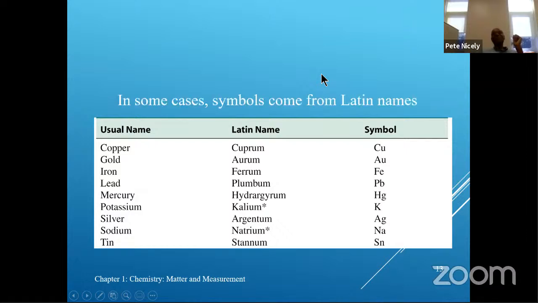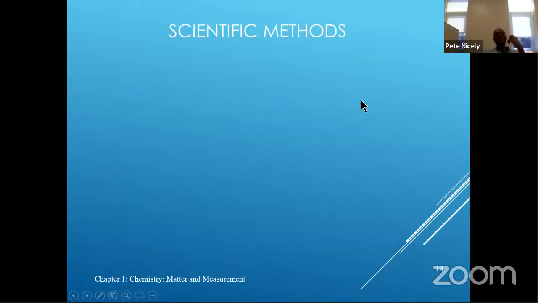Now, there's some symbols that are not derived from the name of the element in English, but from the Latin names. So for example, in the case of copper, the symbol for that element is Cu, and that's because the Latin name is cuprum. The symbol for gold is Au, and that's because it's derived from the Latin name, I don't know how to pronounce this, aurum. And these are some other examples as well, all right? So, you know, not all the names have an English origin, some are from a Latin origin, all right?